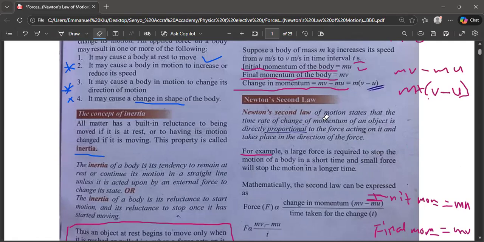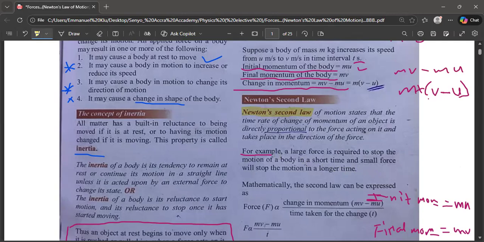After reading Newton's second law of motion, what did you say it is? You told me that Newton's second law of motion states that the time rate of change of momentum of an object is directly proportional to the force acting on it and takes place in the direction of the force. So if you are moving east and I come and hit you towards the north, your direction will change and you'll be moving towards the north. That is what Newton's second law of motion is trying to say.